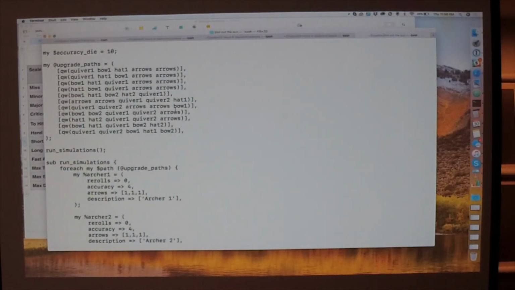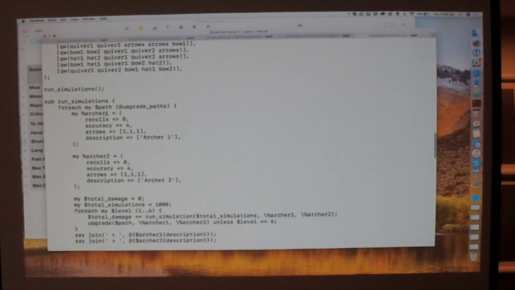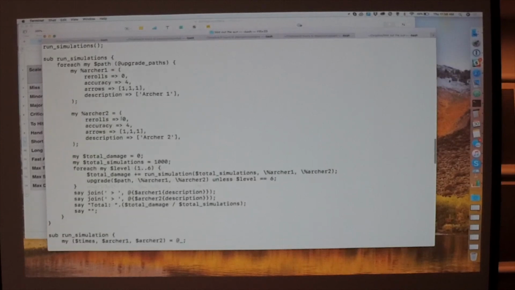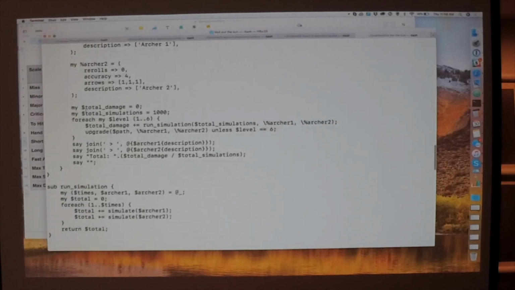So this is my configuration of what simulations I want to run. We're going to run them in this order, and then within a simulation, we're going to do the upgrades in this order, okay? And then I run my simulations, and this goes through and does the actual calculation of what's going to happen in the combat. So we're just rolling some dice there. I'm getting my values for the different archers, I have my simulations of how many times I'm going to run it, and then I go through that and get my results to get my total damage.